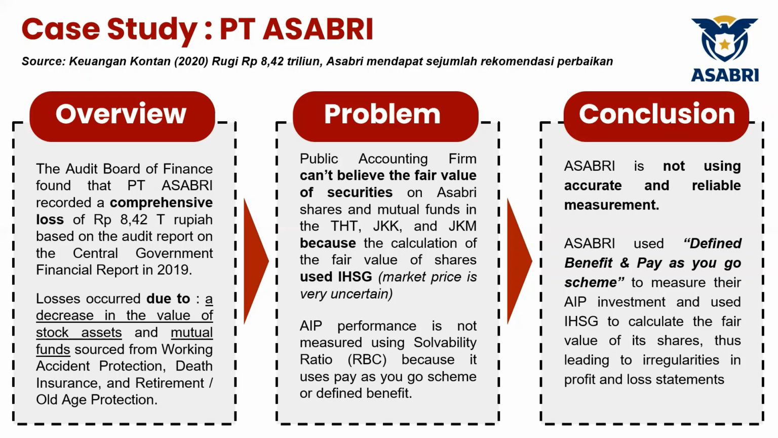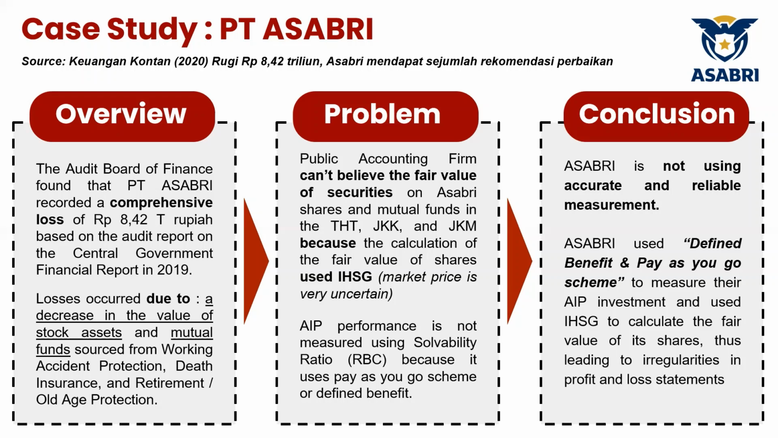So, the presentation of investment loss and decrease in stock and mutual fund price in 2019 used the same measurement as 2018. The measurement of the loss cannot be believed to be fair and has an impact on the fairness of the current year loss and Asabri's comprehensive loss in 2019. Furthermore, the decline in the accumulated pension contribution investment in 2019 is not accurate. As a result, there was a significant decrease in 2019 of 7.52 trillion rupiah from 2018.